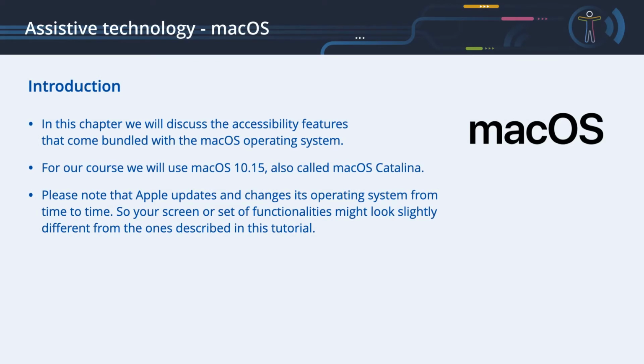In this chapter, we will discuss the accessibility features that come bundled with the Mac OS operating system. For our course, we will use Mac OS 10.15, also called Mac OS Catalina. Please note that Apple updates and changes its operating system from time to time, so your screen or set of functionalities might look slightly different from the ones described in this tutorial.